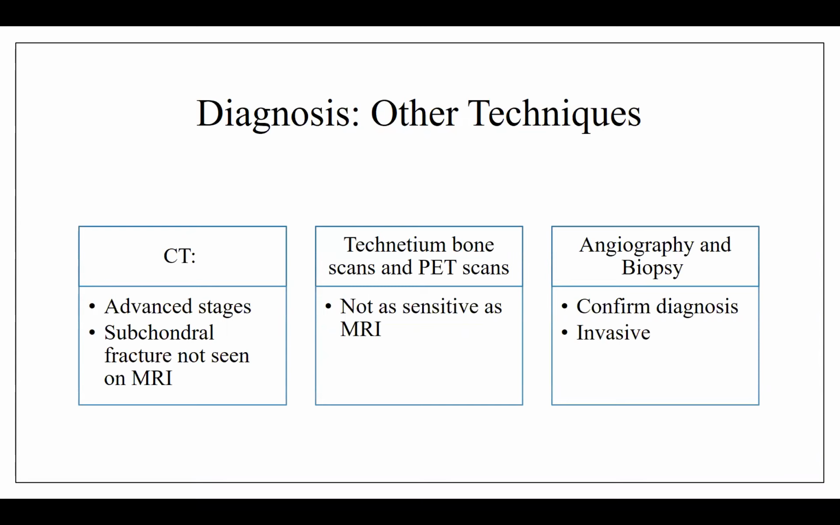These are some other studies that can be ordered for these patients. CT scans are often reserved for more advanced stages of AVN, and they're reserved for trying to see if there's a subchondral fracture that is often not seen on the MRIs. Bone scans and PET scans can also be ordered, however, they're not as sensitive as MRIs. Angiography and biopsy can confirm the diagnosis, however, they're often invasive, so they're limited mostly for research purposes.